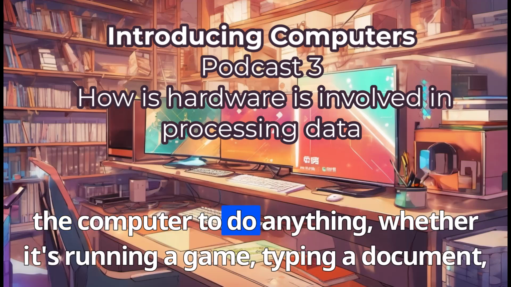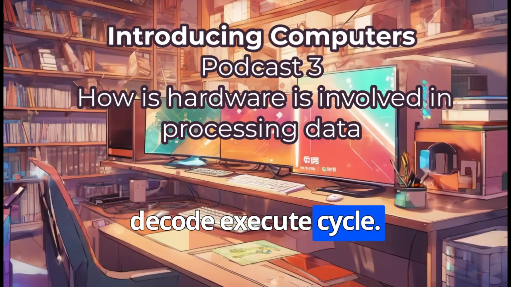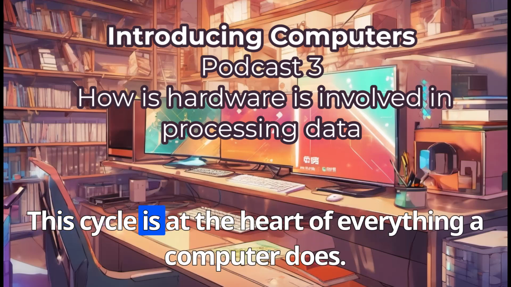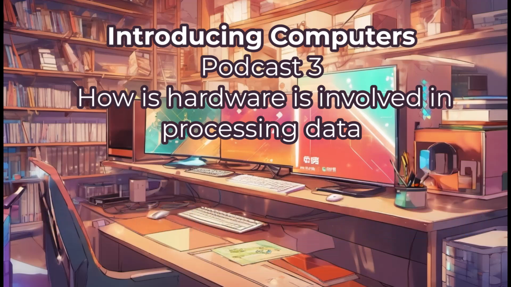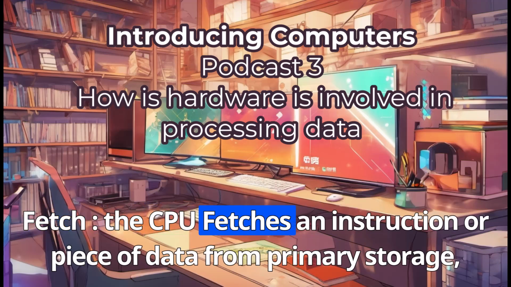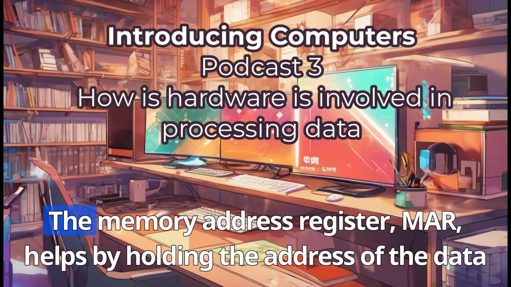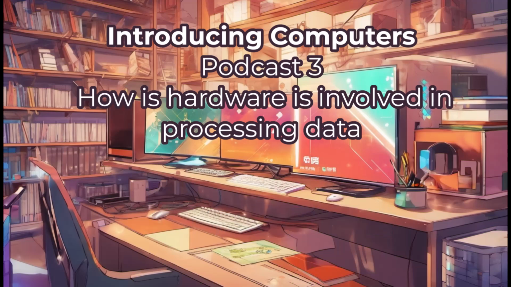For the computer to do anything, whether it's running a game, typing a document, or browsing the internet, it needs to go through a process called the fetch decode execute cycle. This cycle is at the heart of everything a computer does. Here's how it works. Fetch: the CPU fetches an instruction or piece of data from primary storage, usually from RAM or cache. The memory address register, MAR, helps by holding the address of the data the CPU needs to fetch.